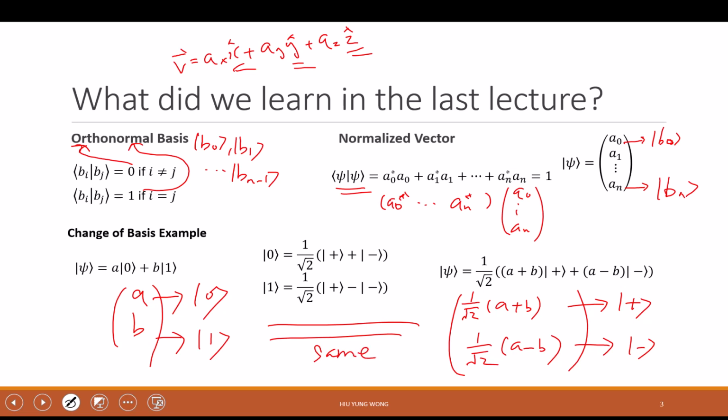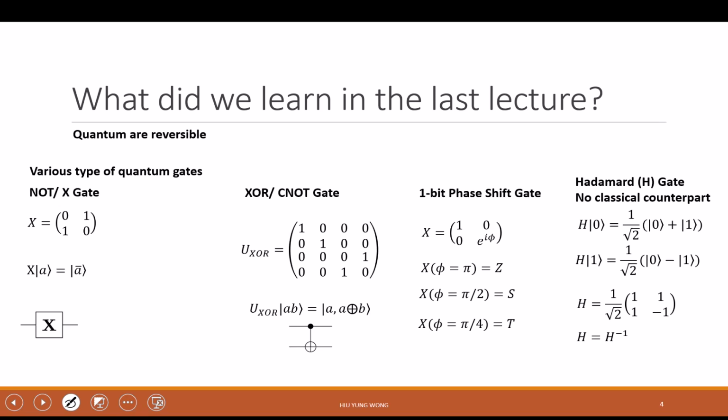Okay, so we learn about the changing of bases. Just try to review, make sure you understand these basics. In the last video, I also showed the reference to my book. You can take a look. We also learn about the quantum gate. We start with some very simple quantum gate.